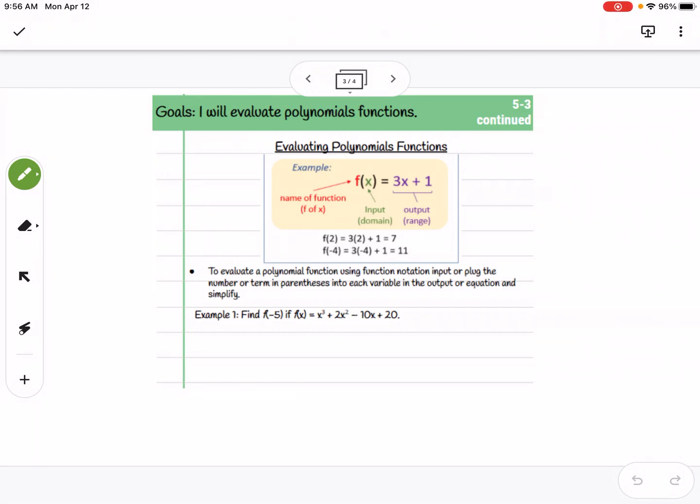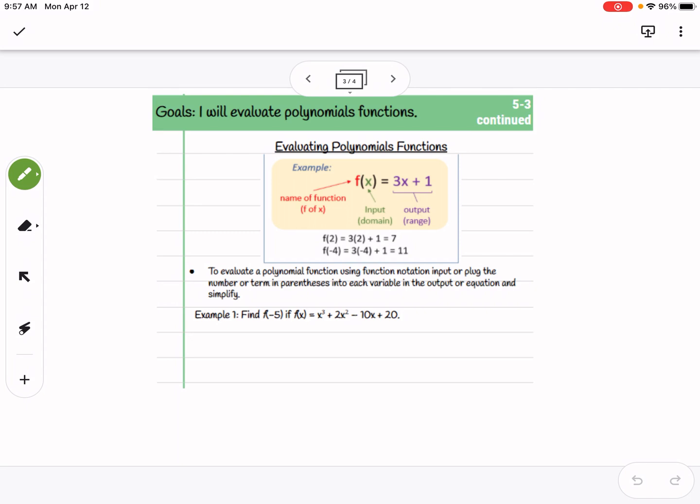In this video, we're going to review how to evaluate polynomial functions. So we've learned function notation before. When you have function notation, basically whatever is in parentheses in the f of x is your input, and you're going to input that into the variable in the output part of the equation. So you're just plugging in whatever's in parentheses to every variable and then simplifying.